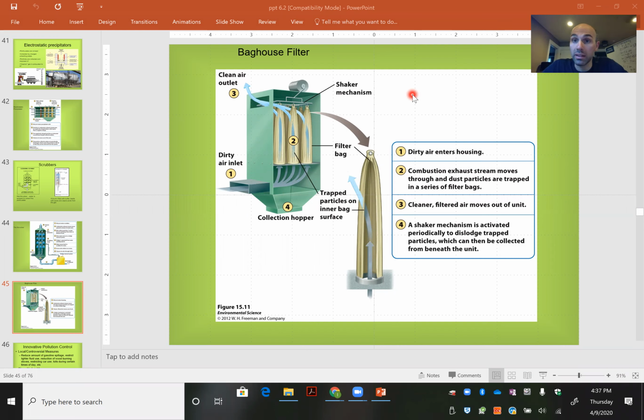This is very good for particulate matter. The bag inflates because of the airflow. It collects all of your particulate matter, and then like any other filter, the air is released throughout. Again, this is for solid particulate matter, not necessarily for your gases, your NOx, your SOx, stuff like that. This is more for your SPM, your solid particulate matter.